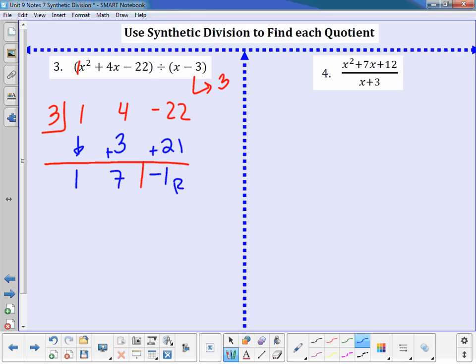So this time I do have a remainder. That's a constant. That's my x term. So here's how we write this out. I'm going to have x plus 7, and then I need to write my remainder over what I divided by. So that's -1 over x minus 3.